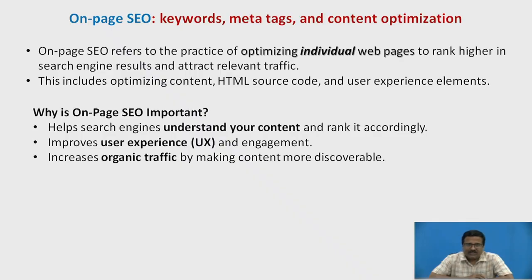Now one of the techniques for search engine optimization is on-page SEO. As the name suggests, on-page SEO is about optimizing the individual pages of your website. Your website may have 10, 20, 30 or many web pages. I am talking about static web pages, and you optimize those pages so that they rank higher in the search engine results and attract relevant traffic.